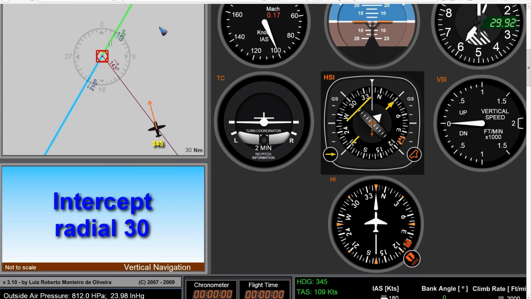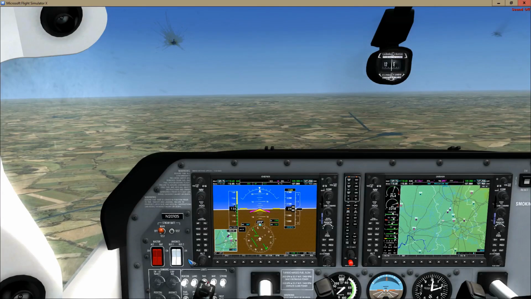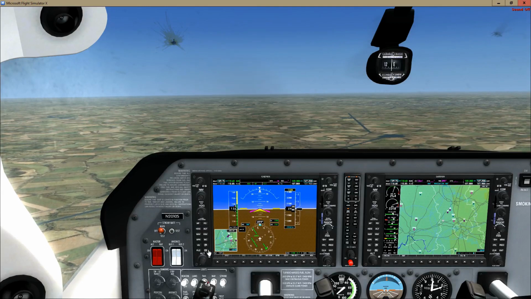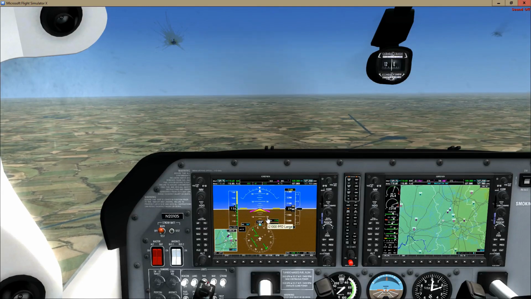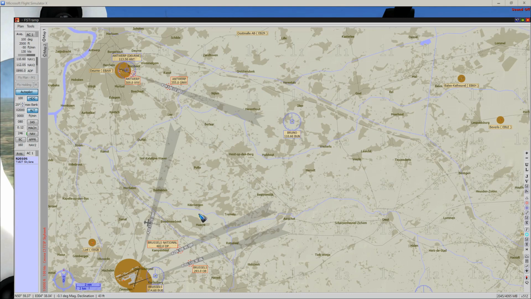This is the theory. Let's have an example in practice. Right, here we are flying happily around. Let's have a quick look at the map to get some idea where we are. Here is our airplane, our heading is 100, and here is the Bruno VOR, and what I try to accomplish is to intercept the 0 radial of this VOR.